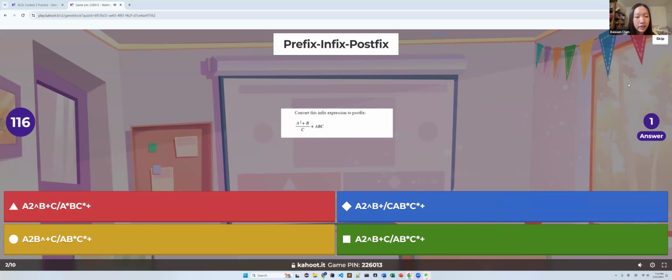Okay, so for this question, we're converting from infix to postfix. What you do is you write out the expression, and then you take the operation between each character and switch it so that it's behind them. So first, let's write out the expression.